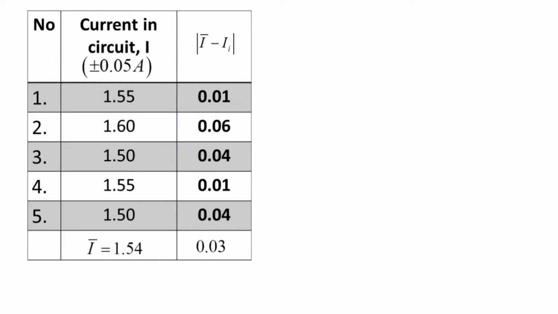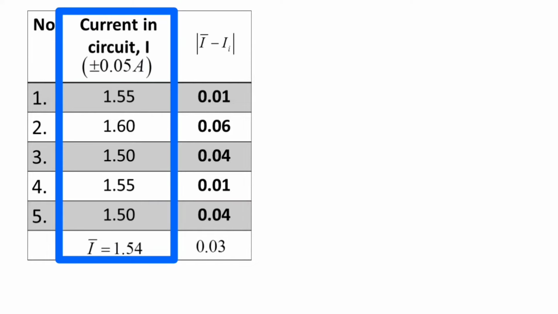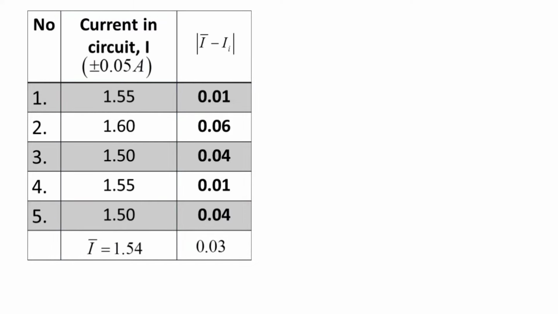On the left, we have readings from an ammeter. The uncertainty of measurement is recorded at the very top of the current in circuit column. The value of the uncertainty is 0.05 ampere. This is for single reading uncertainty. To better improve the uncertainty, we repeat the measurement of current 5 times.